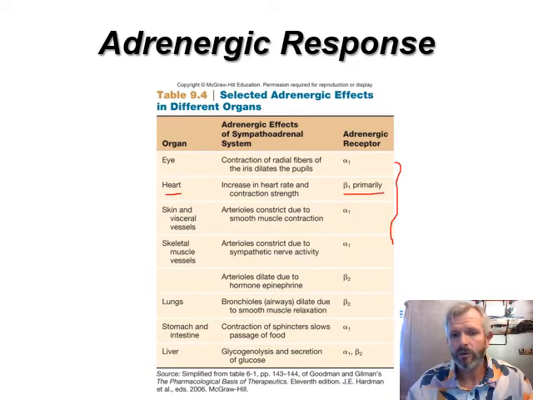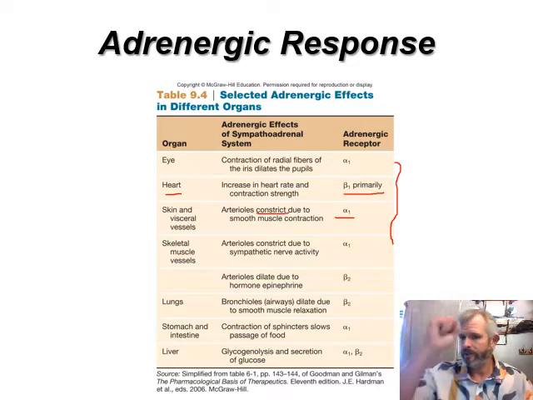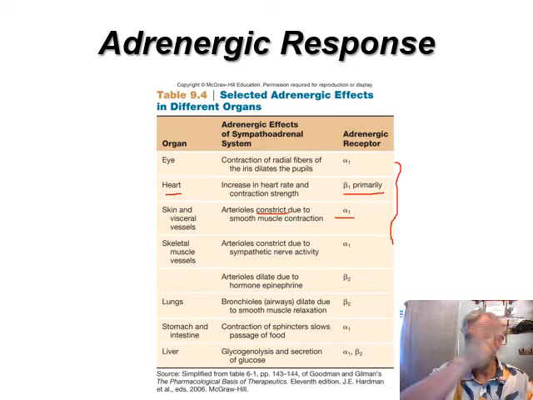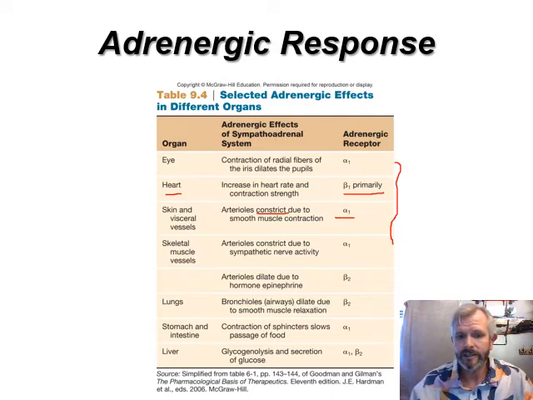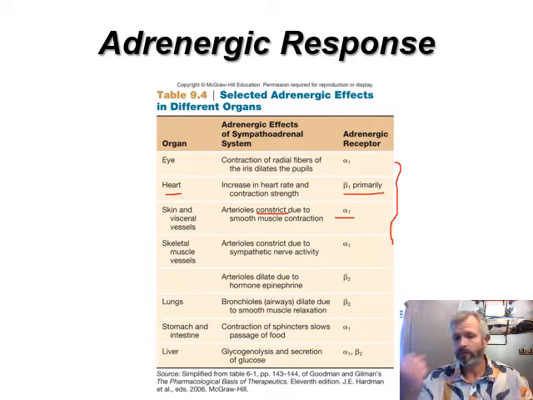Let's look at our arterioles. Alpha-1 is going to cause constriction, meaning we're shunting the blood supply away from these organs. In this case, for the skin and visceral vessels, when we're in fight or flight, we're running, we don't need to have our blood going to our skin and our internal organs. We need our blood going to the skeletal muscles.